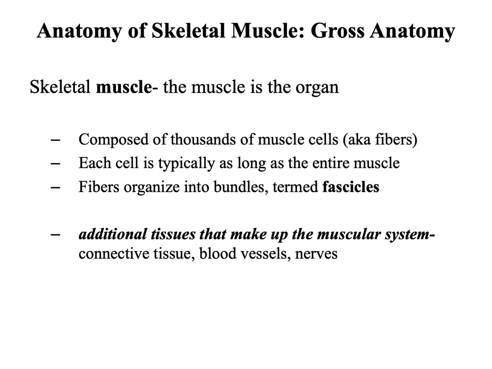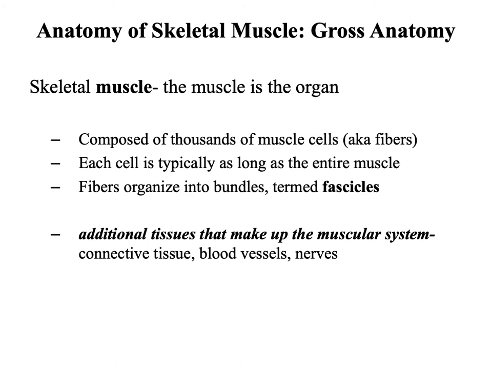Okay. So in the skeletal system, the muscle is the organ, and every muscle has thousands upon thousands of cells. It's not wrong to call it a muscle cell, but more commonly, that muscle cell is called a muscle fiber, because it's a very long cell that starts at the beginning of the muscle and ends at the end of the muscle. Those fibers are going to bundle into something called fascicles. And we'll have a picture in a minute.